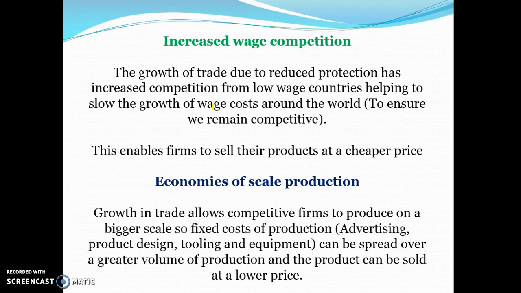Economies of scale is another reason why it leads to lower inflation. So we talked about that in the last video. It allows firms to produce on a much bigger scale so they can reduce their fixed costs of production, like advertising, equipment, etc., and therefore they can charge lower prices.